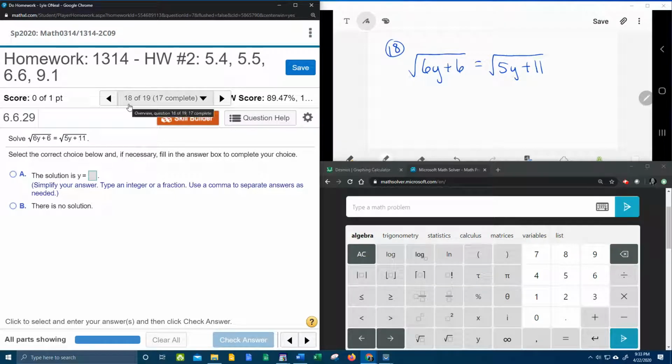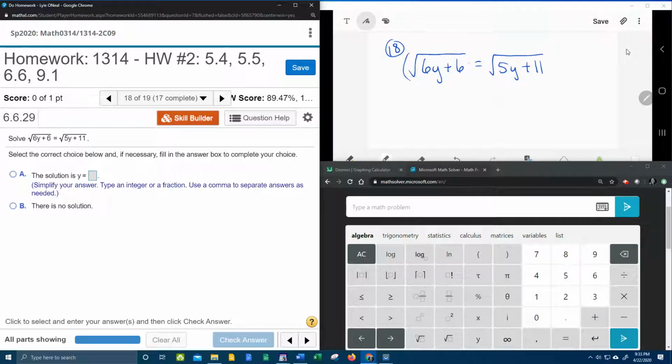Question number 18 from our college algebra, homework number 2 in MyLab Math. We have yet another radical equation that I've copied down up here on my screen. Let's get started. I would like you to notice that this is a special kind of radical equation where you have two radicals and no other terms.